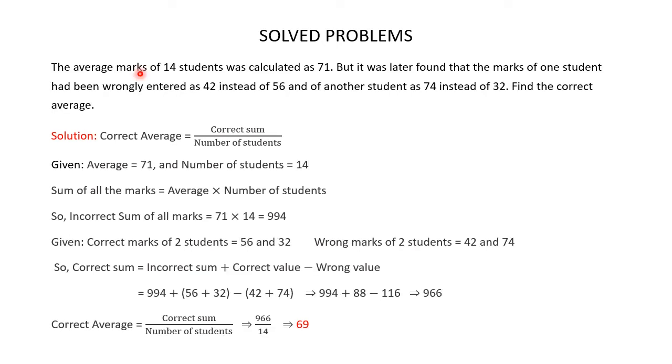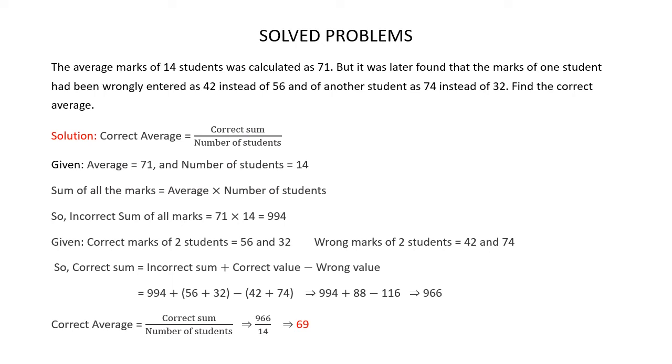The average marks of 14 students was calculated as 71. But it was later found that the marks of one student had been wrongly entered as 42 instead of 56, and of another student as 74 instead of 32. Find the correct average. Now we know that correct average is equal to correct sum divided by number of students. Now according to the question, we know that the number of students is 14. So if we calculate the correct sum, then we can calculate the correct average.